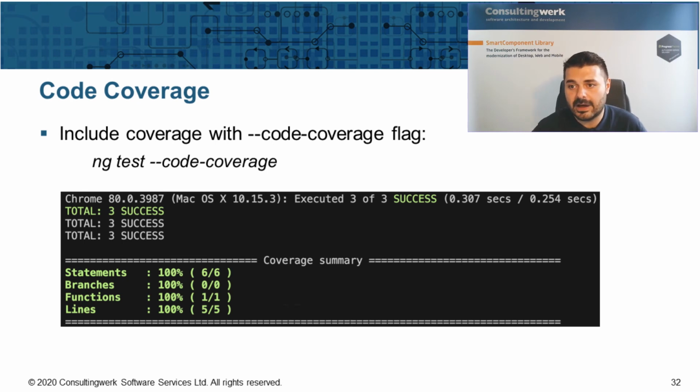This is how you would display code coverage when you're running your tests in your own terminal. You just add the code coverage flag to the ng test CLI tool, and you get something like this outputted. So it tells you the percentage of branches, statements, functions, and so forth that have been covered.